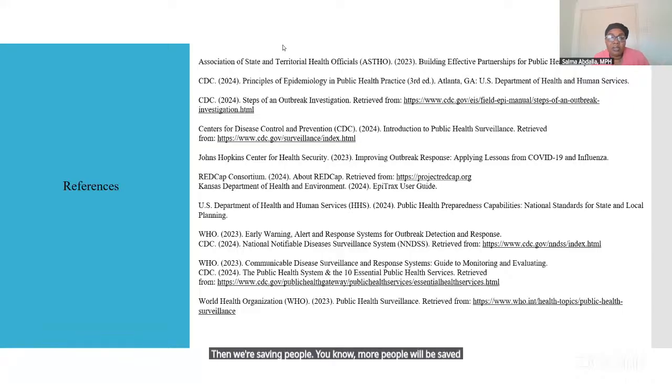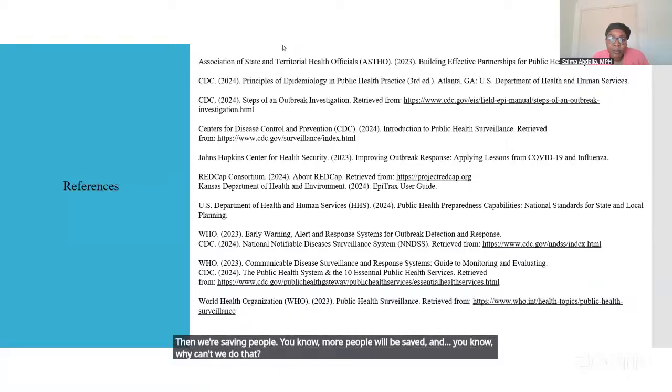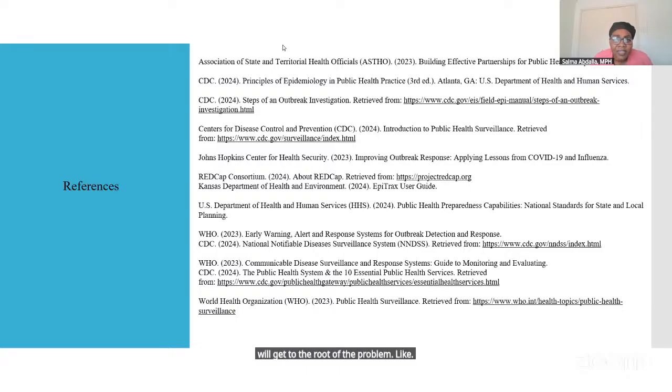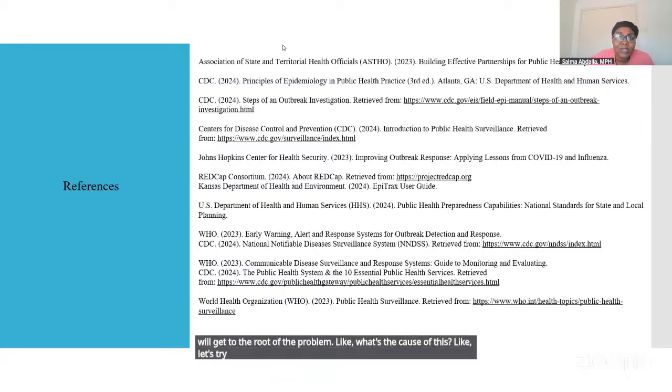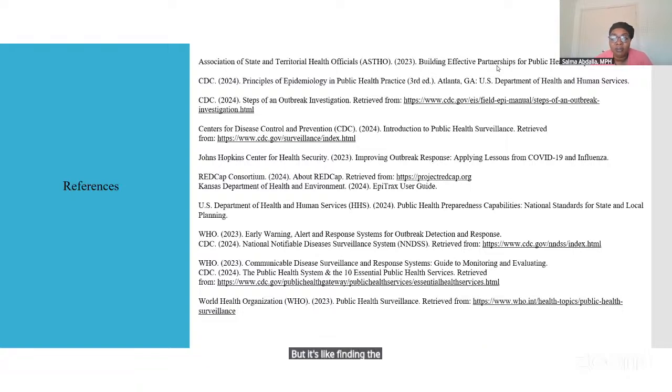Why can't we do that? Epidemiology is very important, and it gets to the root of the problem. Like, what's the cause of this? Let's try to find the solution. Why are we having this kind of issue? It's not like a band-aid, it's finding the problem and finding the solution.